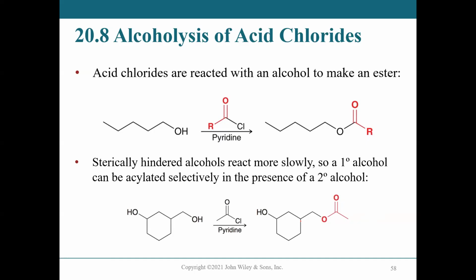So when we show the reaction like this, the OH group is said to undergo acylation because an acyl group has been transferred to the OH group to produce an ester. This process is sensitive to steric effects, which can be exploited to selectively acylate a primary alcohol in the presence of a secondary, more hindered alcohol.